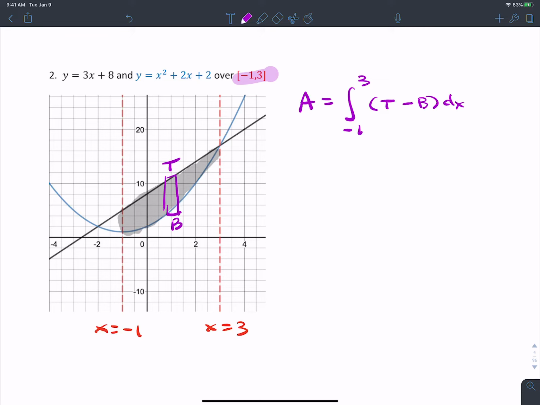So it looks like here's my top, right? And the bottom curve is the parabola. So there's the bottom curve.